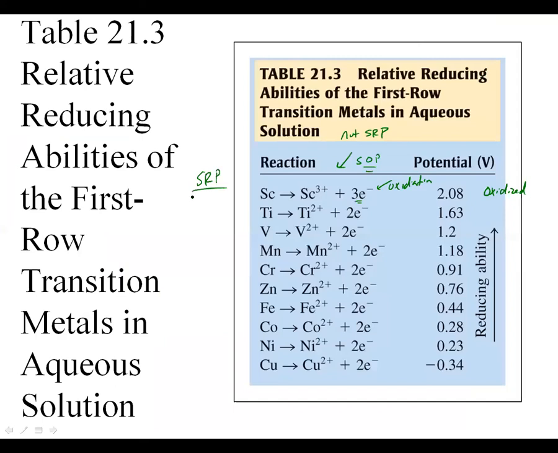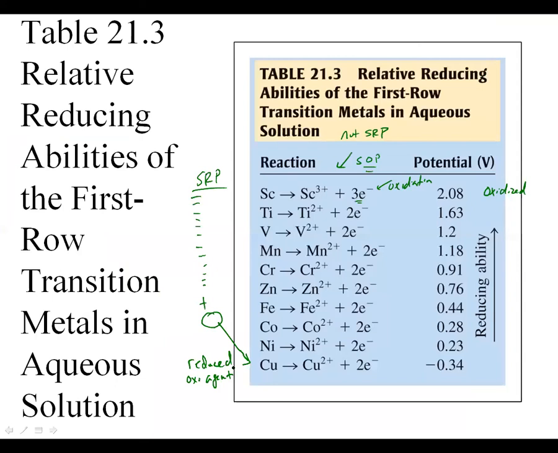So the top one would be negative all the way down, and the bottom one would become positive, which means, in terms of what we know for SRP, this one would most likely be reduced down here and be a better oxidizing agent, right, as you go that way.